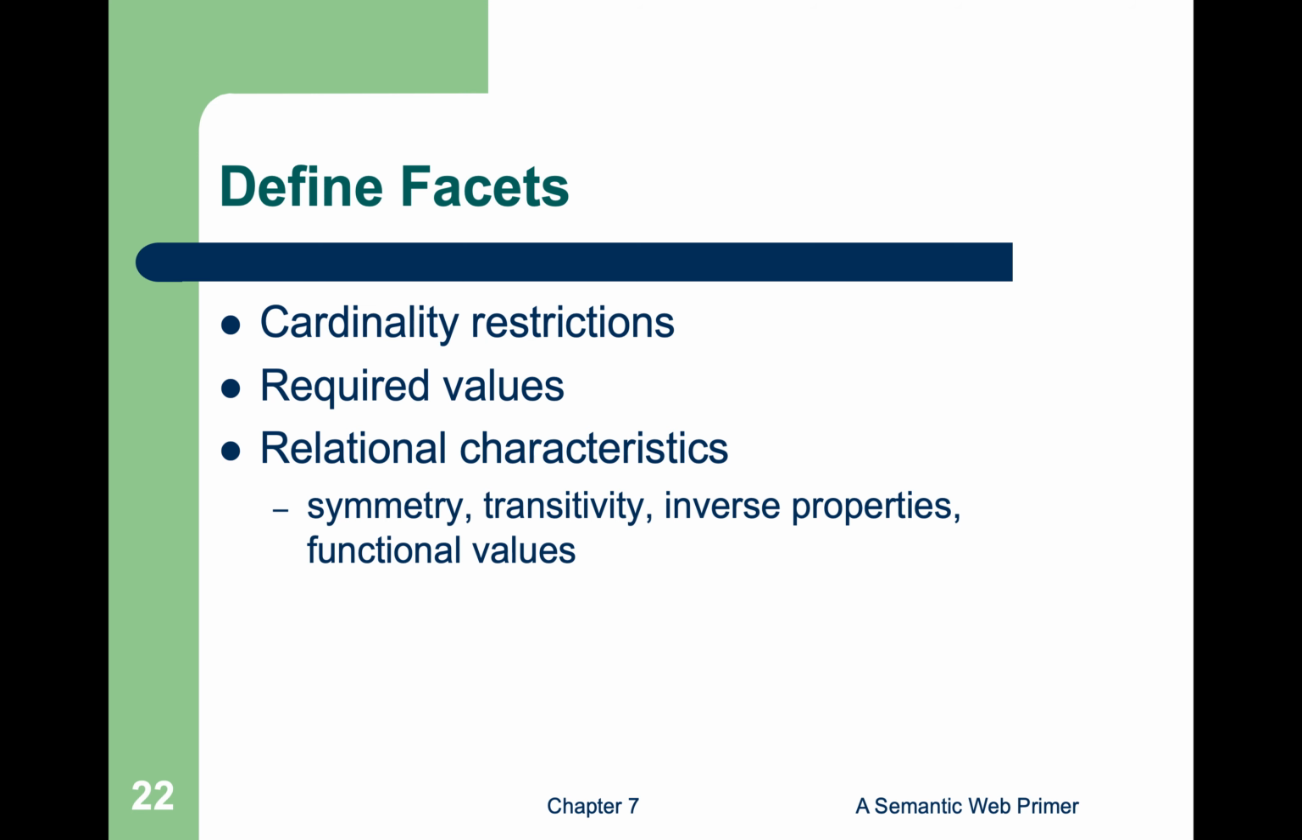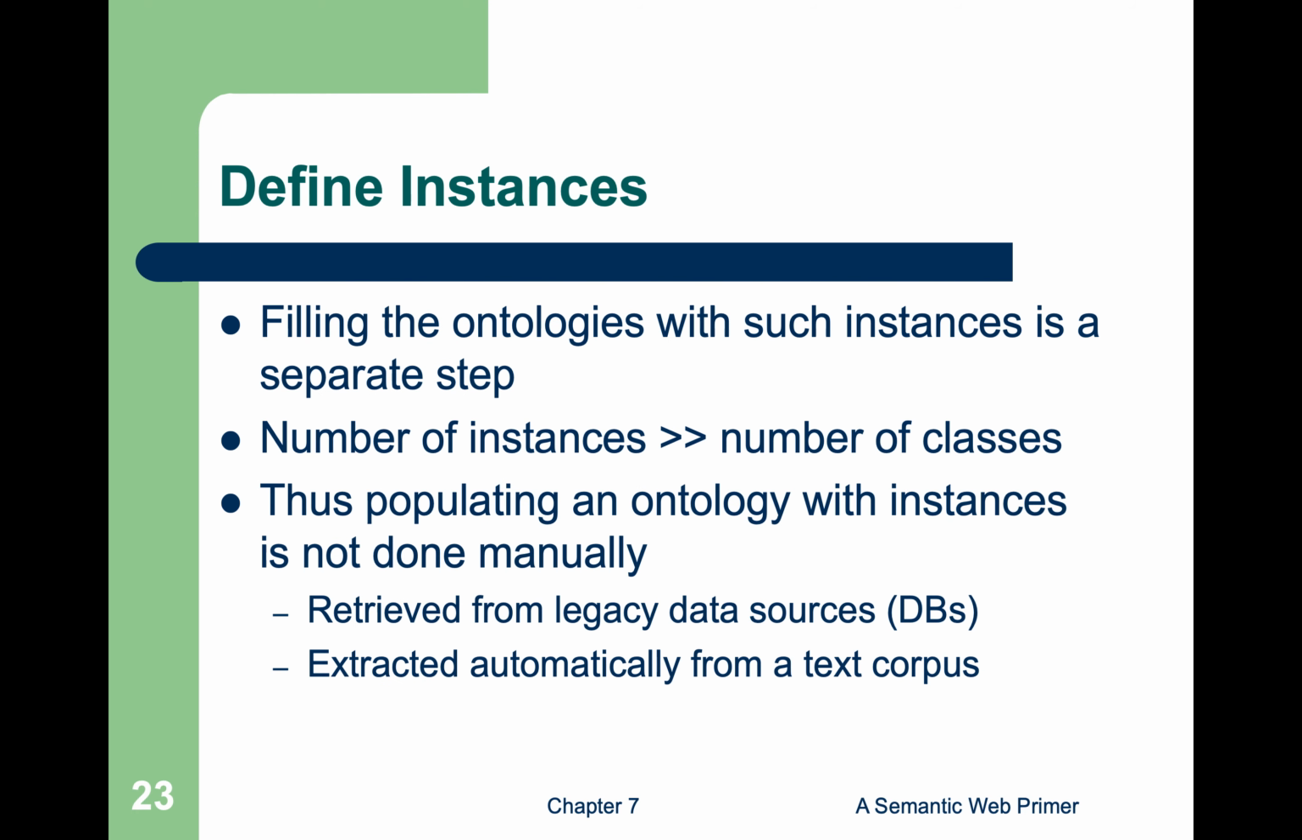So we can also define facets. What do we mean by facets? We could define some kind of cardinality restriction. For example, a person can have only two biological parents, one mother and one father. The mother is female and the father is male. This kind of relationship needs to be defined in your facets.